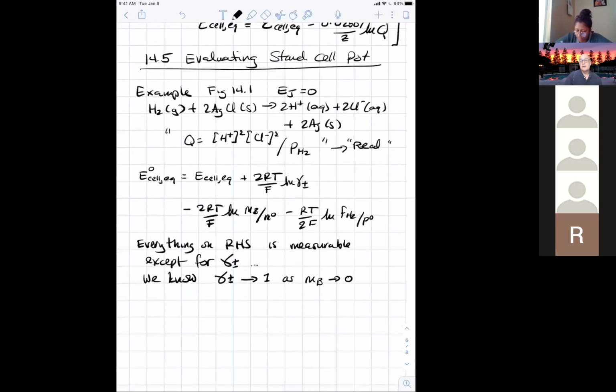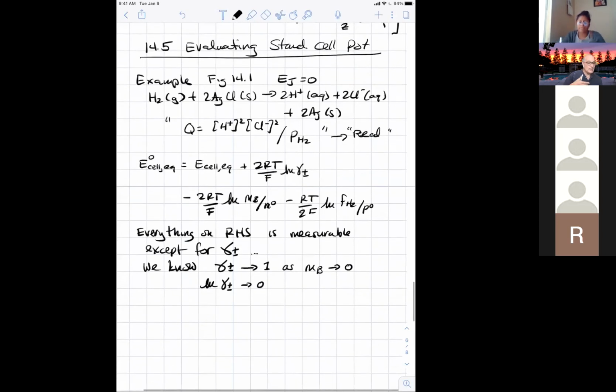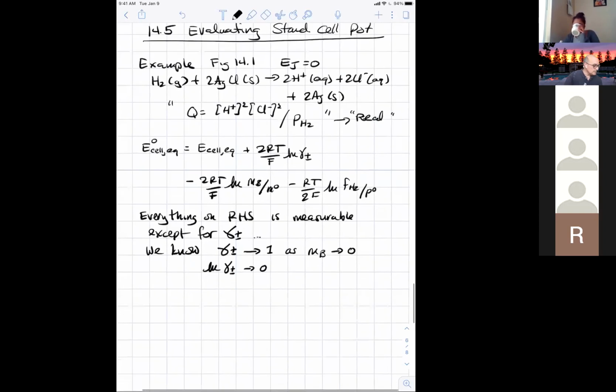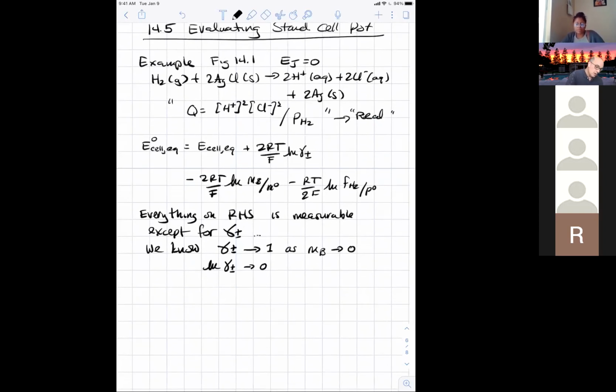Remember, this is why, remember on the test, I asked you for these limits, right? We should really know what these limits are, because maybe we want to take them to 1. We need to know when we're taking them to 1. That means the logarithm goes to 0, right? So in this limit, we can ignore that first term. I'm sorry, the second term, the mean ionic activity coefficient. Or if we wanted to be better, we could use Debye-Huckel law.